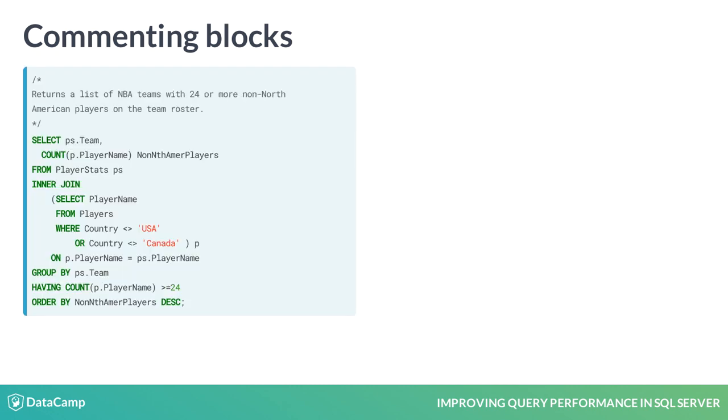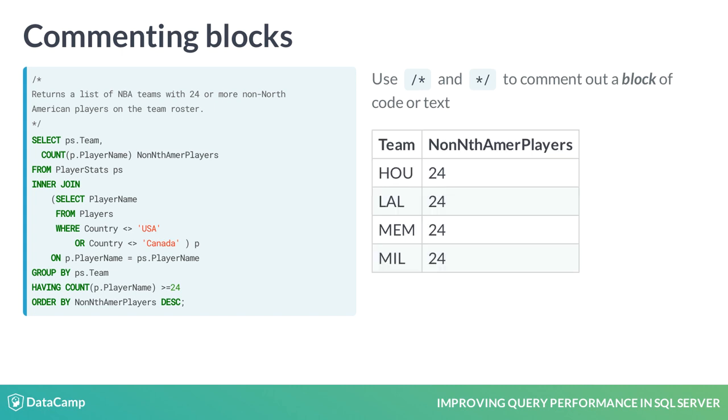Adding comments is an excellent way to convey what the query is about or information about certain parts of the query. Code or text that is within a comment or commented out will not be executed when the query is run. To comment a block or multiple lines, enclose the code or text in a /* and */. Here, a block comment above the query is used to describe what this query should return.